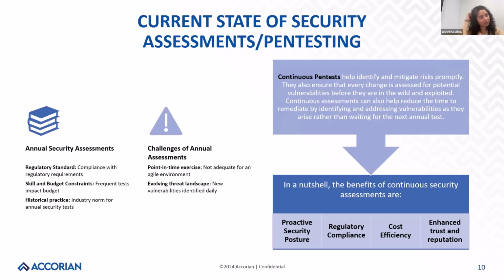So, if you're doing a test, say in December, and your next test is in December of next year, or November of next year, then for that 11 months, say a new vulnerability was introduced in the software that you use in February, it goes untested.